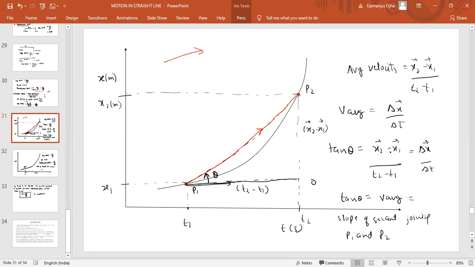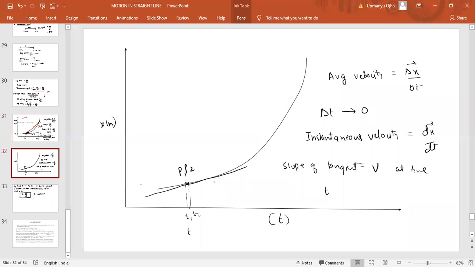Okay. Now if I find tan theta, it will be equal to what? x2 minus x1 by t2 minus t1, which is delta x by delta t. So what can we say? Tan theta, or we can say the slope m, the slope of the secant, will be equal to the average velocity. So average velocity can be found by drawing the secant to the curve and finding the slope of the secant.